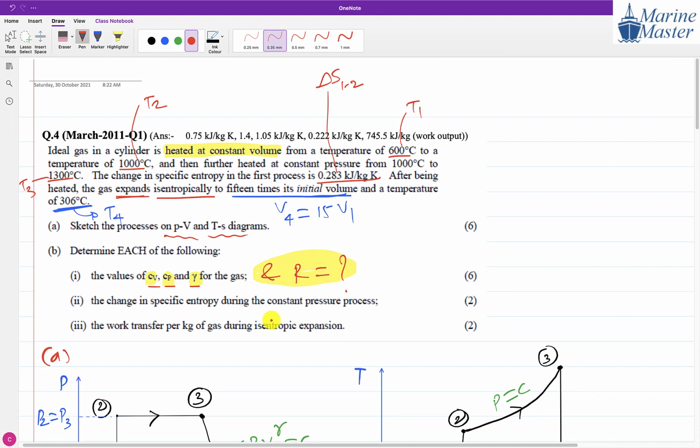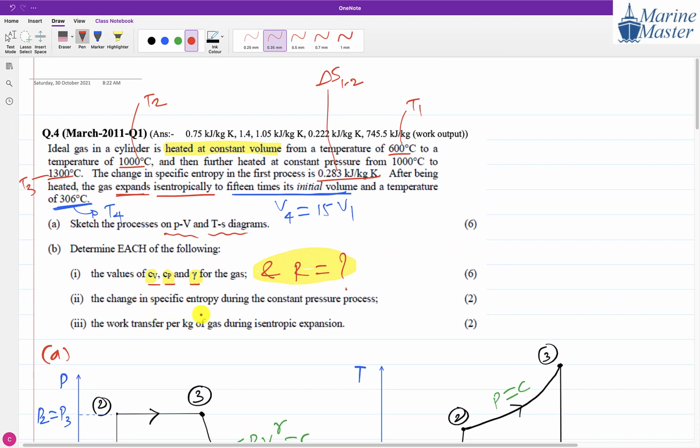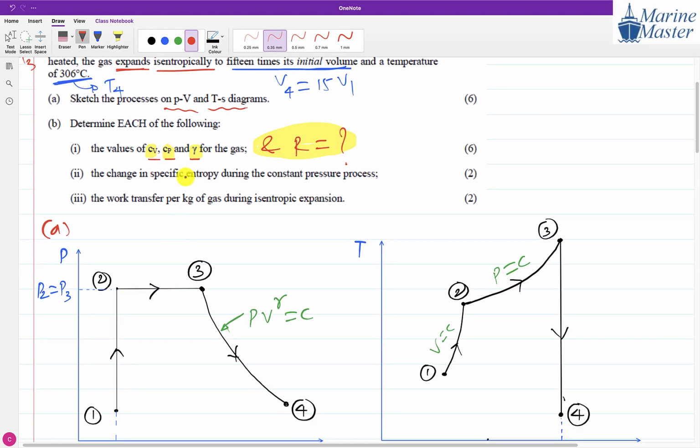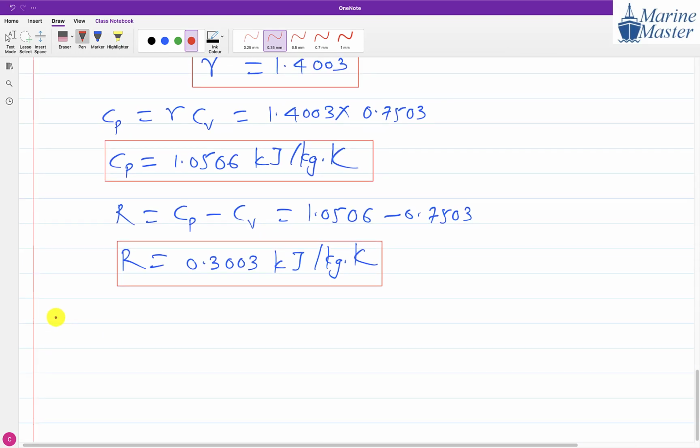Now what is our next target? What are they asking us? Change in specific entropy during a constant pressure process. See the word specific. The constant pressure process is 2 to 3. So in this second part our target is to find delta S for 2 to 3. And specific means we have to take a mass of 1 kg. So delta S 2 to 3 for the constant pressure process.